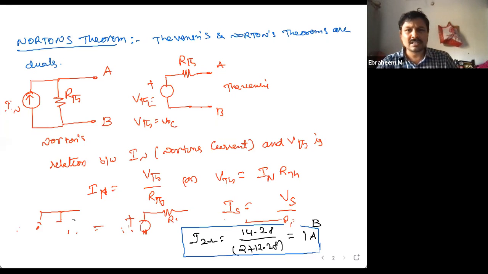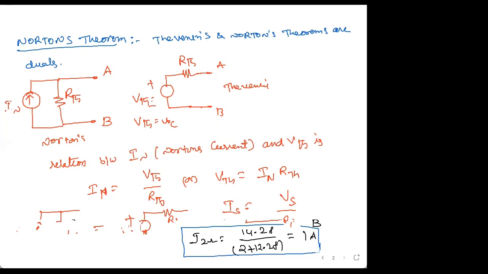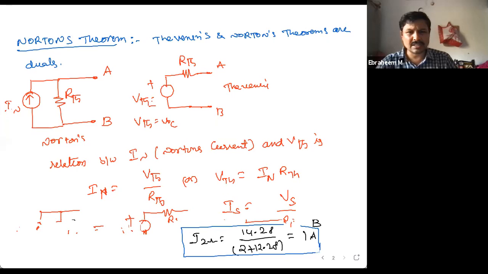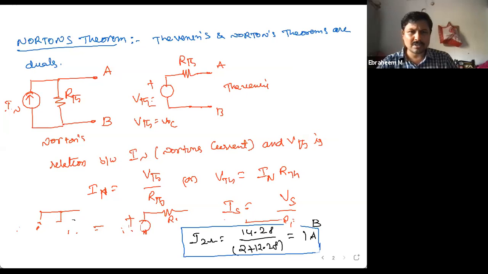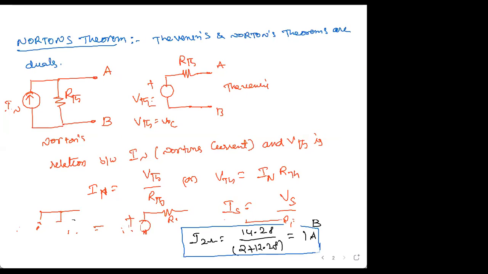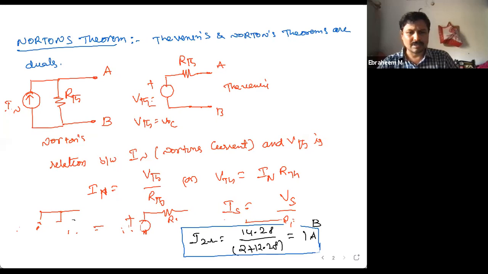My screen is not clear. Bottom part is not clear, not at all visible. Up to which part? What is the last line you see? Up to the formula, sir, IN is equal to V by R. Okay, okay.